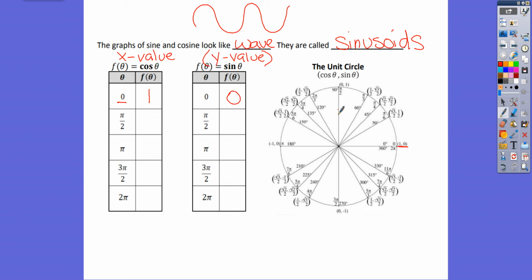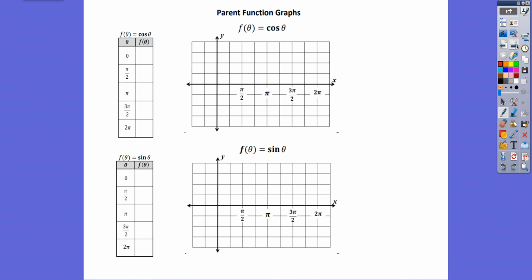When you're at pi over 2, our x value is 0, our y value is 1. Then go over to pi, x value negative 1, y value 0. And so on down the line: 0, 1, negative 1, 0. So we're using our unit circle to create some key coordinates for being able to graph sine, cosine, and tangent. Now, graphing each of these is what would be our parent function. So this is our function in standard position with no changes or anything to it.